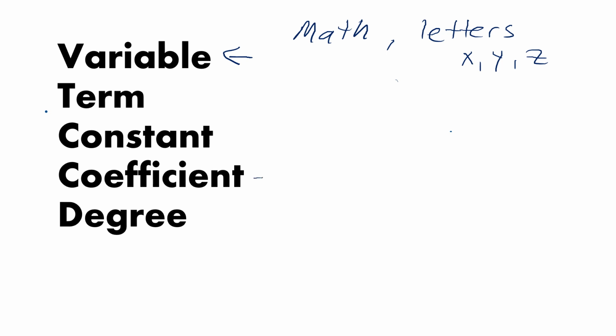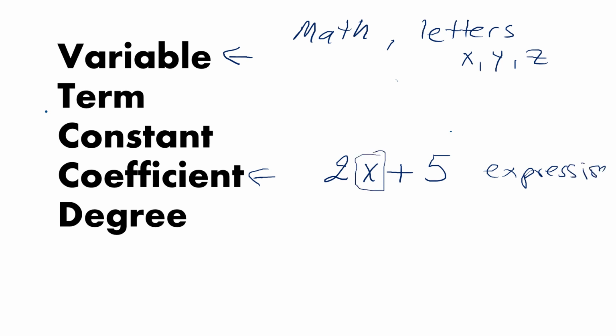And a coefficient is a number that is multiplied by a variable. So let's say 2 times x plus 5. This is an expression in which x stands for the variable and the coefficient is the 2. So the coefficient is the number multiplied by the variable or variables, because you could have more than one.